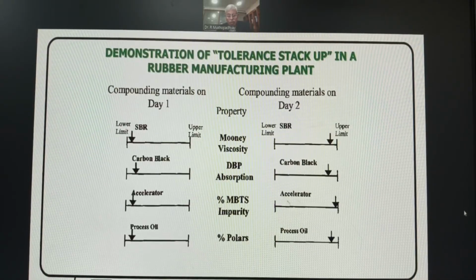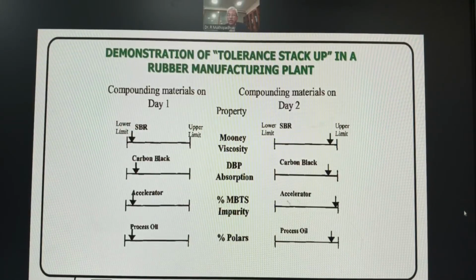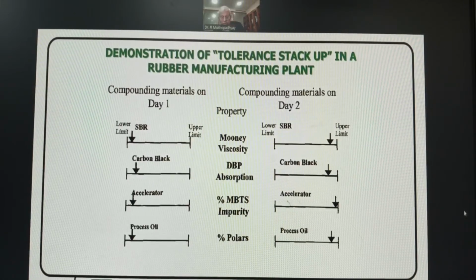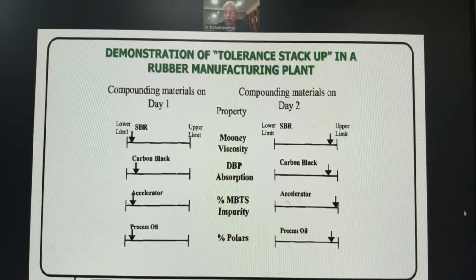Similarly, suppose you get the material, there is variation of the different properties. Suppose the Mooney viscosity, you have upper and lower limit. So you try to get all the target values so that your mixed compounds will behave similarly. Be it a carbon black, be it an accelerator, be it a process oil. All these: the Mooney viscosity, DBP absorption, or percentage of MBTS impurity, or the polarity, polar or non-polar process oil. So the question is always try to ask for the target value rather than the upper limit within the specification, or narrow down the limit.